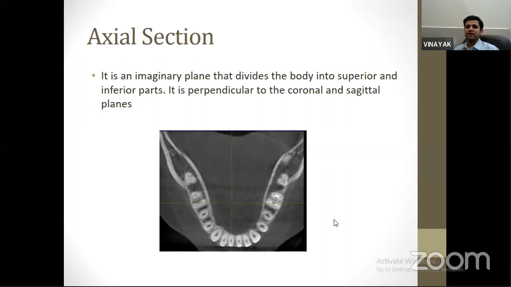The first section is the axial section. The axial section is through the axial plane. So it is like you are looking from up or looking from down. So this is your axial section. Now it is good for visualizing root canals. These black dots in between, they are the root canals. So this is the axial section.